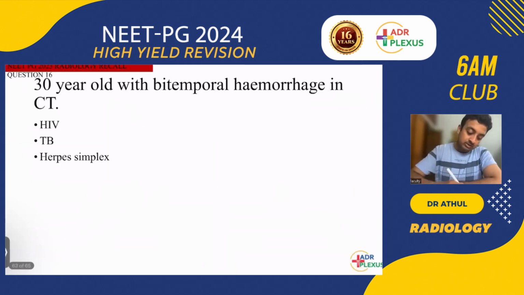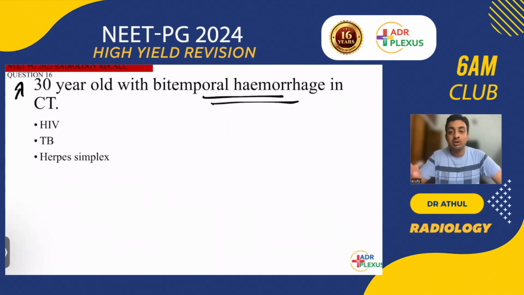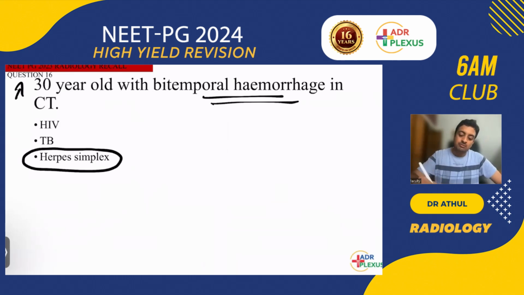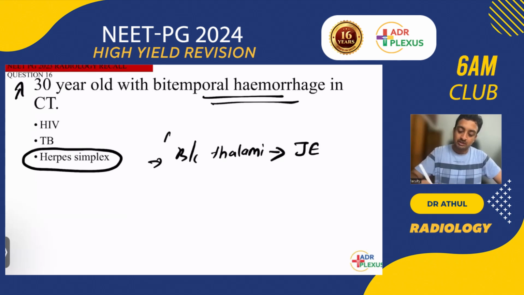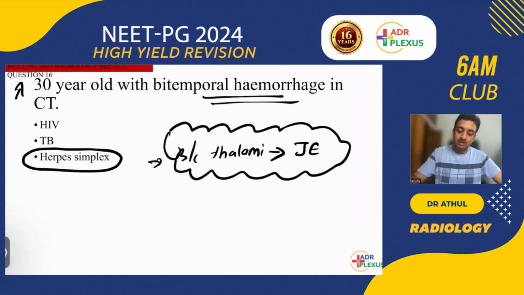And finally, again, one question from NEET-PG 2023. A 30-year-old female with bitemporal hemorrhage after fever. When both the temporal lobes are involved, what will be the diagnosis? If both the bilateral temporal lobes are involved, what will be the diagnosis? That is the question. Yeah, it is herpes simplex infection. Imagine if in the question they say bilateral thalami are involved, what will be the diagnosis? Excellent. It can be Japanese encephalitis. So if it is bilateral thalami, it is Japanese encephalitis. Bilateral temporal lobe, that is herpes simplex. This is a NEET 2023 question.